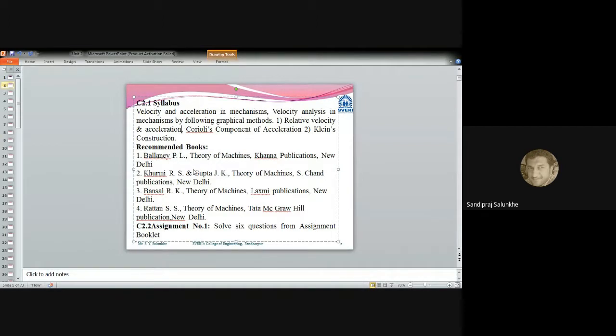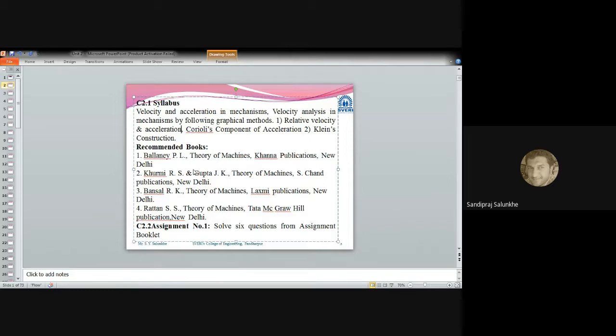Getting me? So before starting this unit, let us see what the syllabus is, which is stated by the university. In front of you, the slide is showing the syllabus: velocity and acceleration in mechanisms. So we have to find the velocity and accelerations in the mechanism. Then velocity analysis in mechanism by following graphical methods. There are two different graphical methods. Even you can calculate the velocity with the analytical method also, but with respect to the analytical method, graphical methods are easier. So we are going to use the graphical method only.